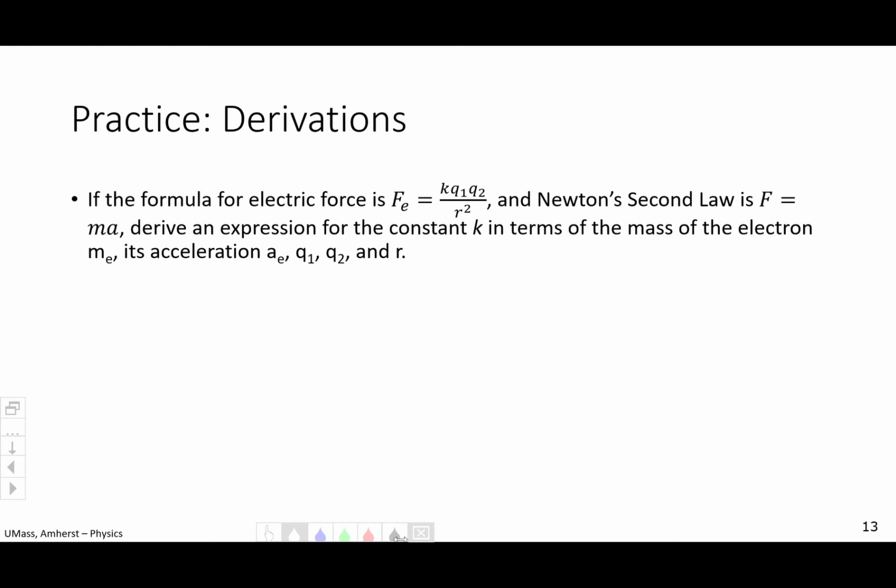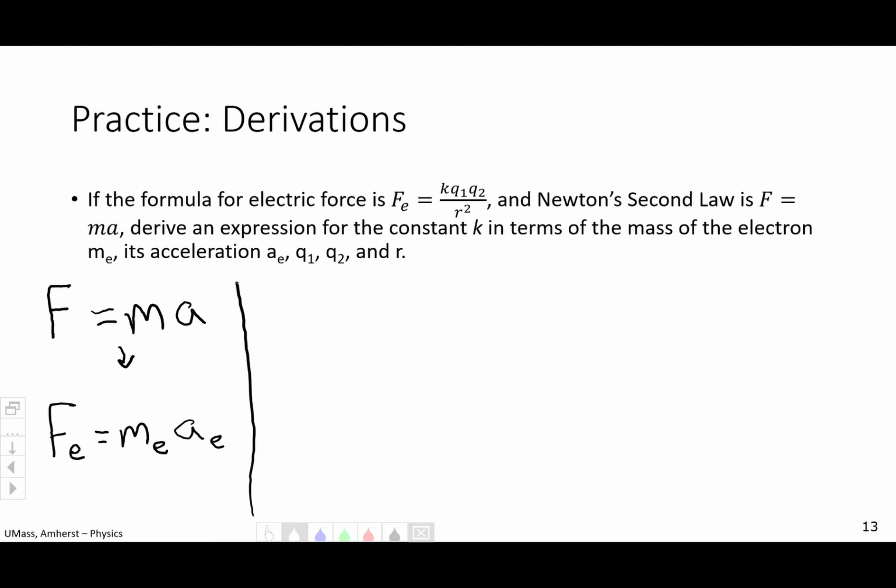I'll give you a little hint here. F equals ma for an electron can be written as Fe equals me ae, where the subscript e's just indicate that we're talking about an electron. So that's what you're going to start with. I would recommend that you pause the video and restart after, let's say, a 10-minute period of time where you can try to work on this problem.